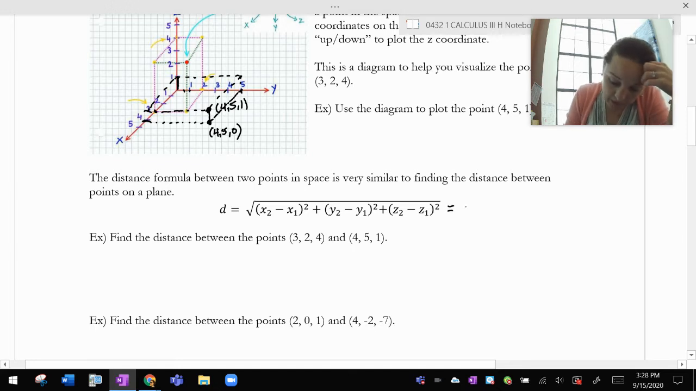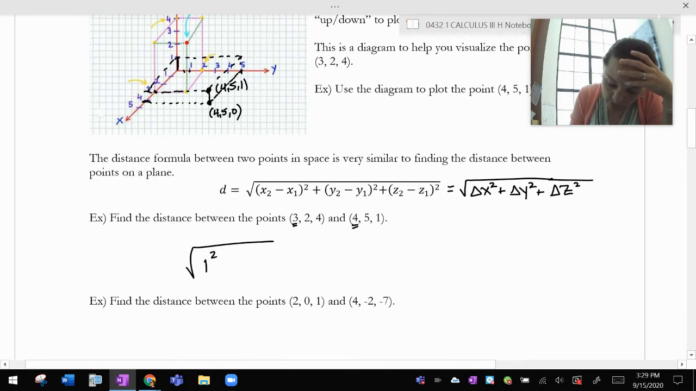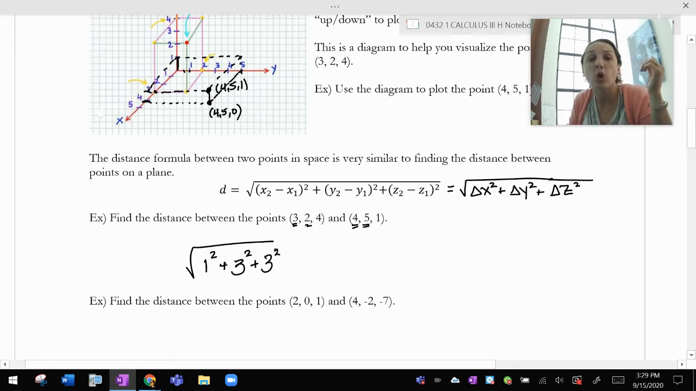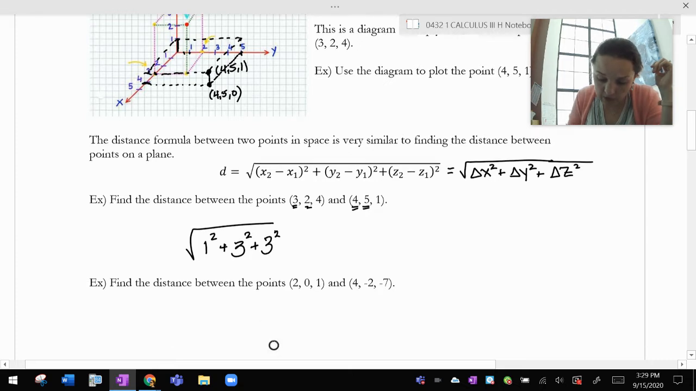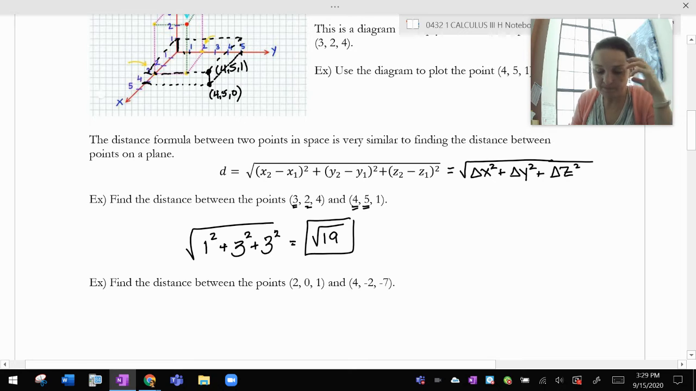I'm just going to follow this rule. And who likes writing long things? I don't like writing long things. So this is really delta x squared plus delta y squared plus delta z squared. And so if I go from 3 to 4, delta x was 1. From 2 to 5, delta y is 3. Whoop, not cubed, squared. And then from 4 to 1 is technically -3, but I'm going to square it, so I'm going to just call it +3. So 9 plus 9 plus 1 is the square root of 19.